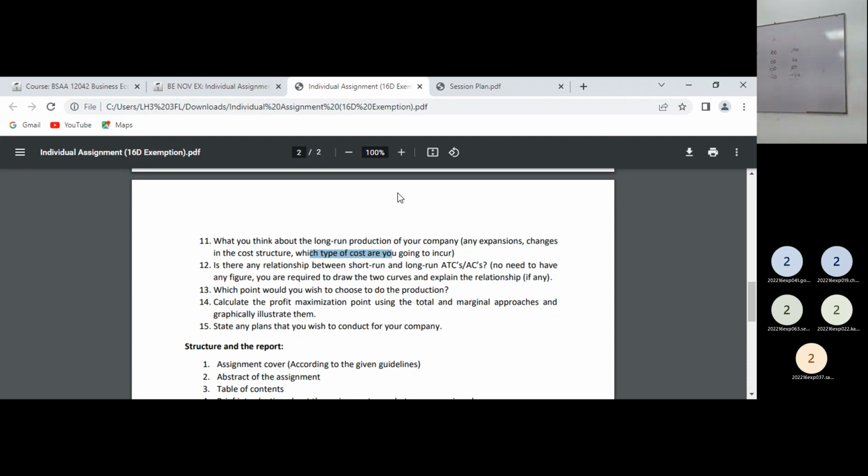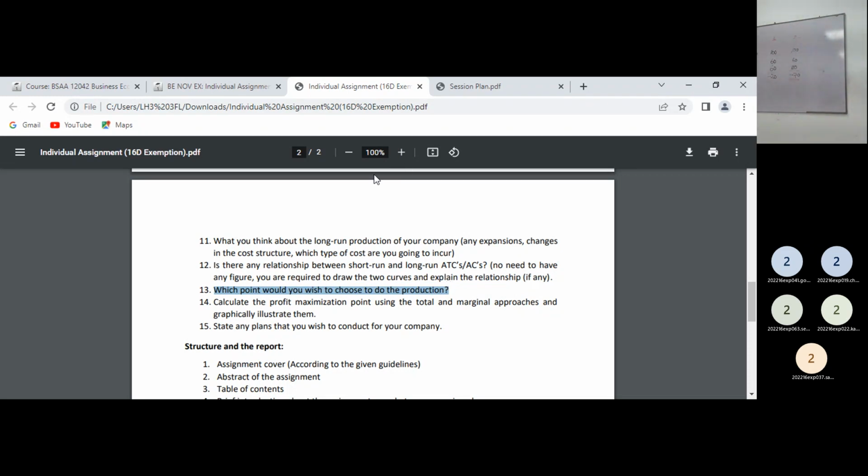Yes. When you're moving along your long run average cost curve, you're having your short run average cost curve. So that is what you have to explain relating to your product. Here I have mentioned no need to have any figure. You are required to draw the two curves and explain the relationship relating to your product. I know that you know the relationship between your short run average cost and long run average cost. What I want you to do is explain it related to your product. Then again, which point would you choose to operate?